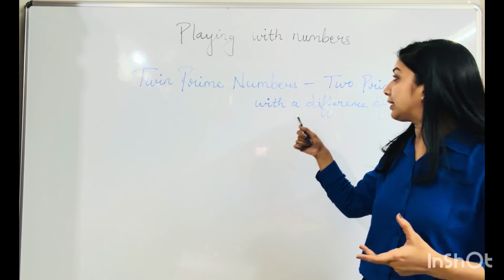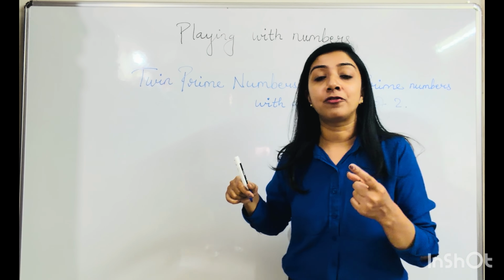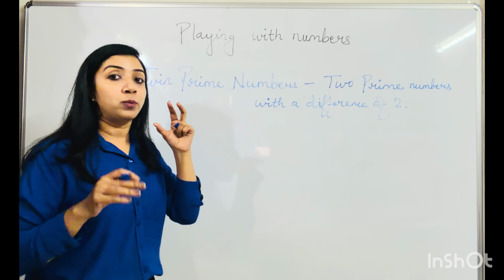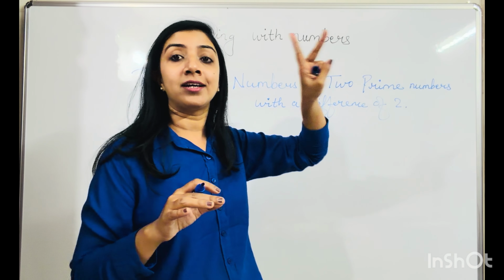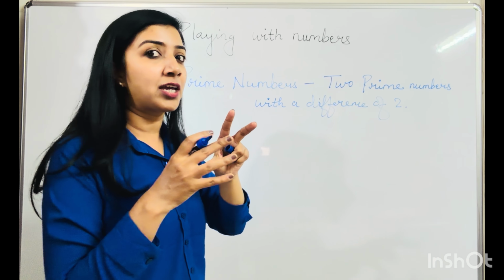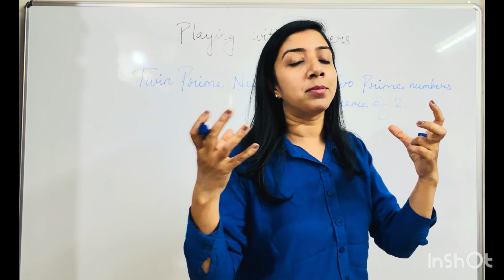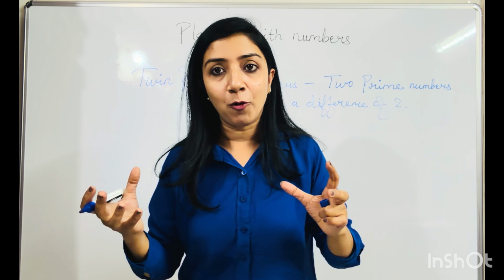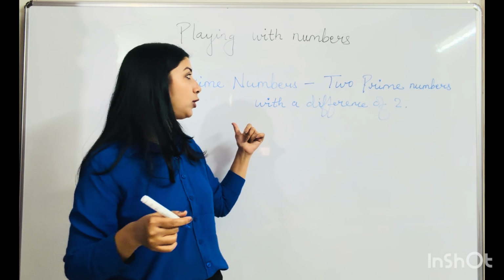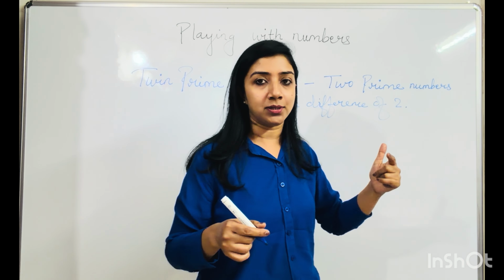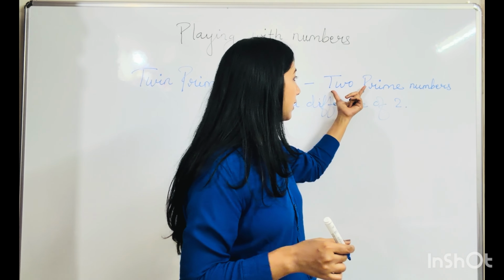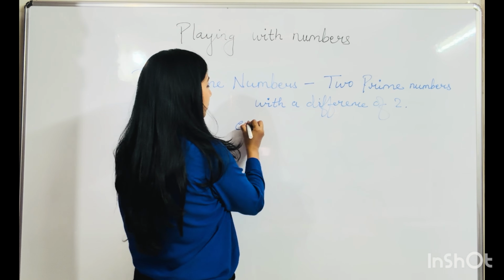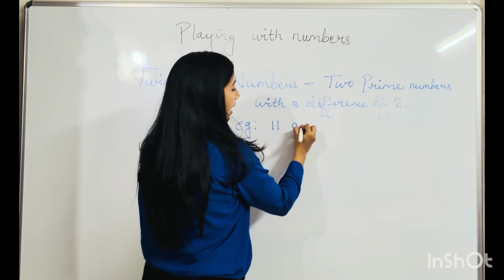Here it's clearly written: two prime numbers with a difference of 2 are called twin prime numbers. So it's clearly written that we need to take two prime numbers only. Here we cannot take a combination of one prime and one composite number. Both the numbers should be prime only. Then only you'll be able to find twin prime numbers. So what is the condition? Two prime numbers with a difference of 2. I'm giving you the example 11 and 13.